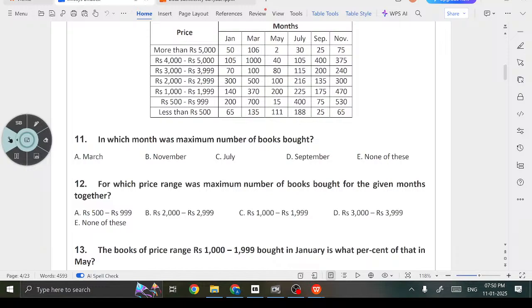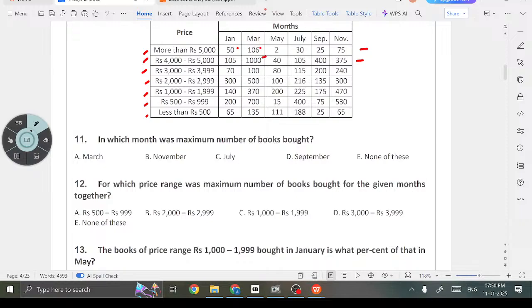Okay. Next one. For which price range was the maximum number of books bought for the given months together? So here I have to calculate this way. Here also I will do the same thing, but my target is this one.